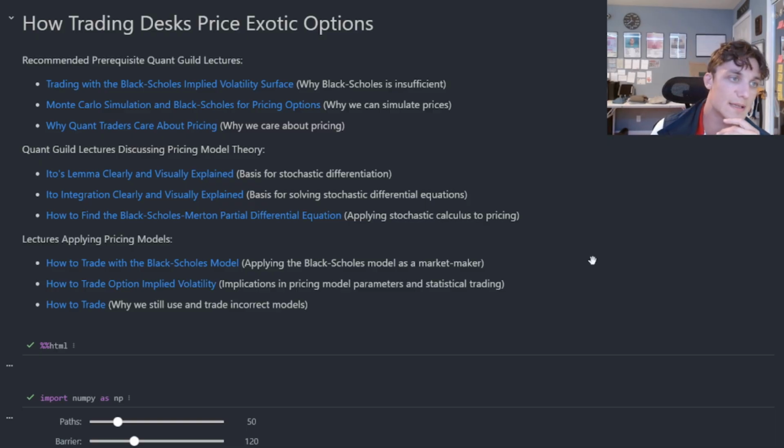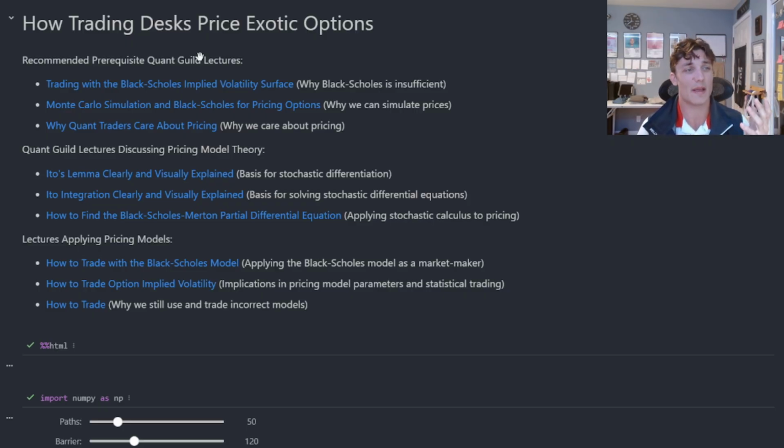And we're going to visualize this general methodology step by step. This Jupyter Notebook is linked in the description below. I've also outlined a set of prerequisites. I created a video last week on the Black-Scholes implied volatility surface. It discusses why the Black-Scholes model is insufficient to price these products. Definitely check out that video.